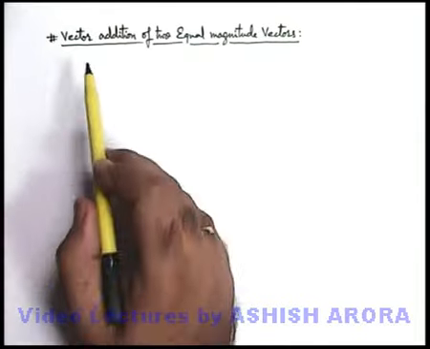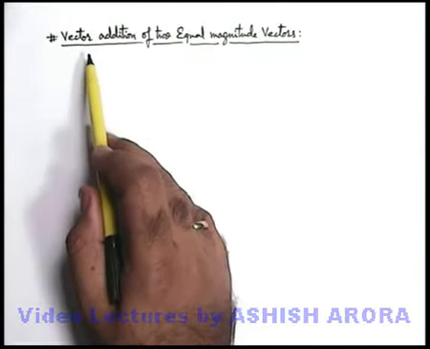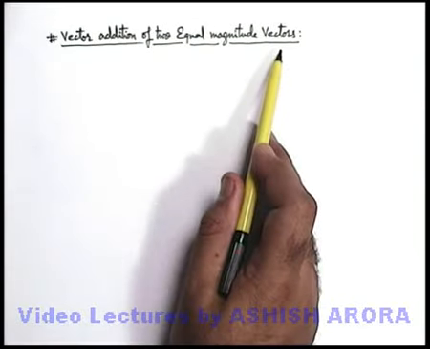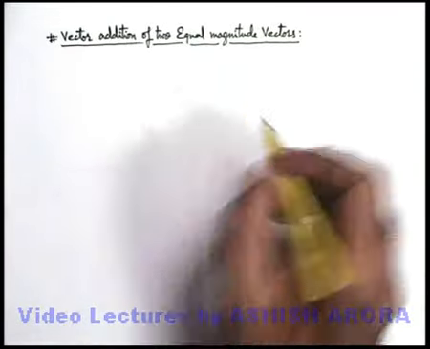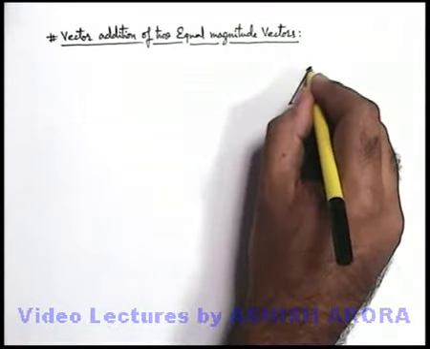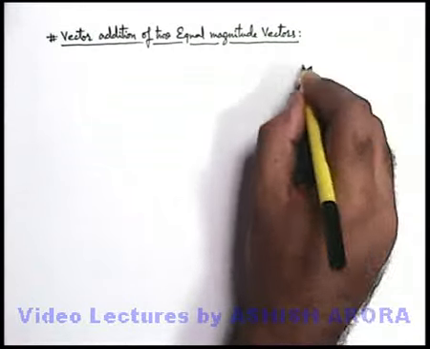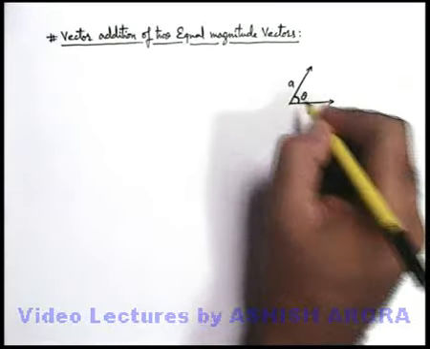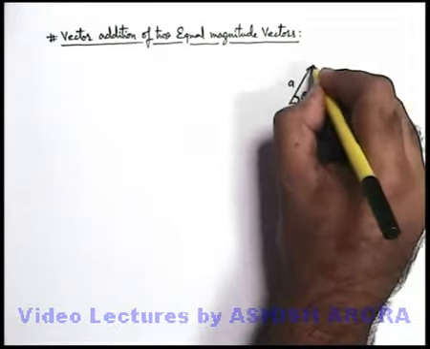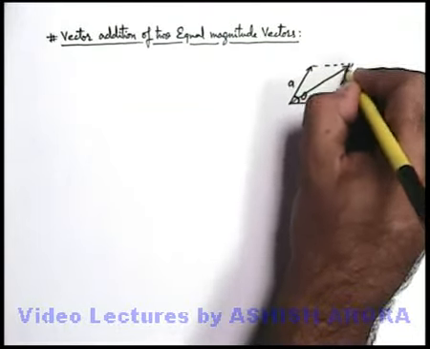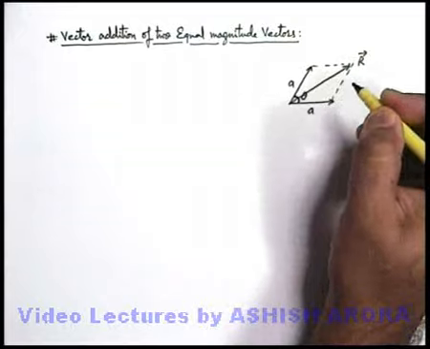Let's discuss an application of the parallelogram rule, that is vector addition of two equal magnitude vectors. Say we have two vectors of equal magnitude, a and a, inclined at some angle theta. We are required to find the sum of these two vectors, that is the resultant vector R.